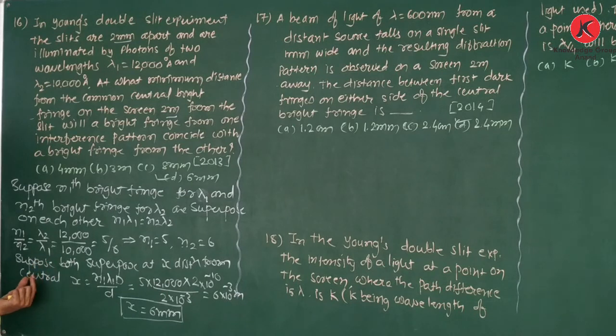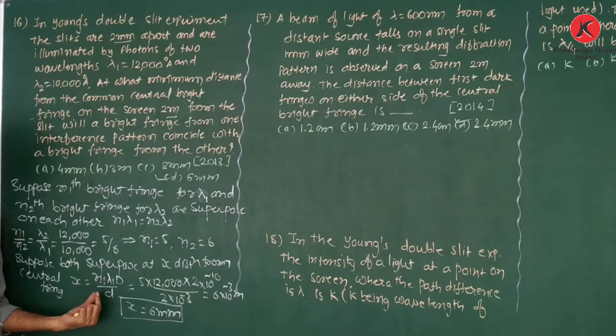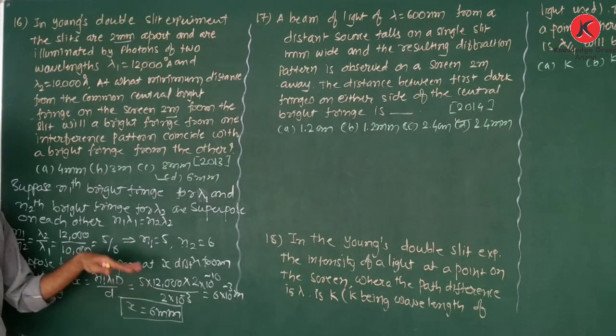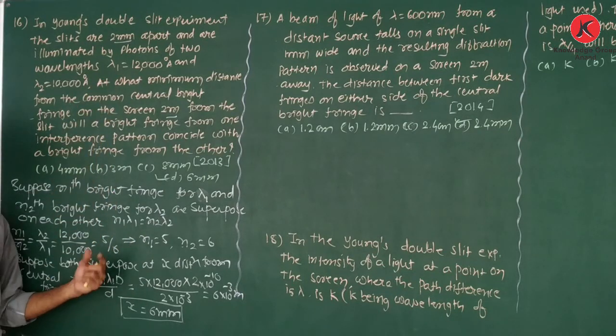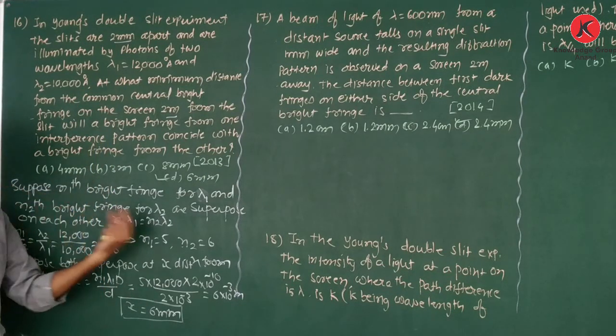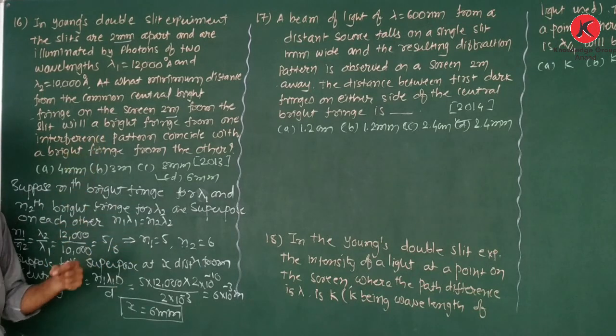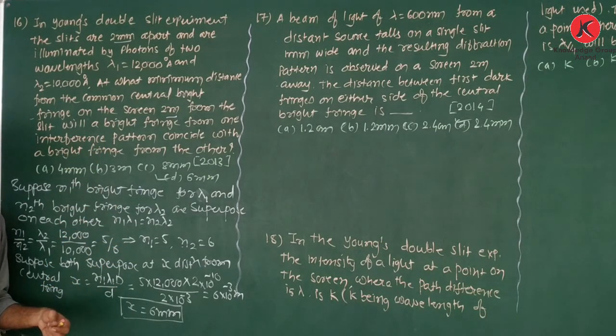Suppose at x distance from the central fringe. So at x distance, it is N1 lambda 1 capital D upon small d or N2 lambda 2 capital D upon small d. When we substitute the values, we obtain 6 millimeter. So at 6 millimeter distance, the fifth order bright fringe due to the wavelength lambda 1 and sixth order bright fringe due to the wavelength lambda 2 are superposed.